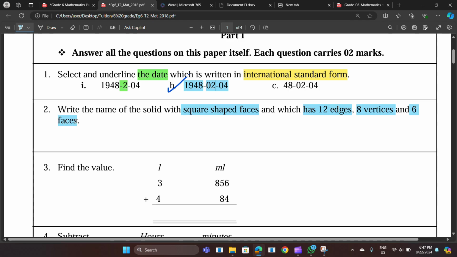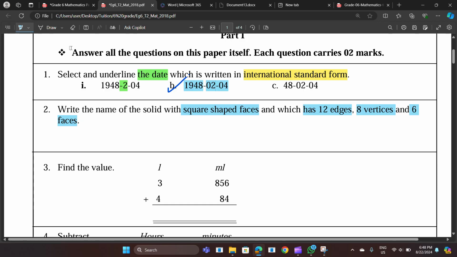Okay, these are the important things in this question. You have to read the question properly, okay, carefully. Then you can find the answers very easily. Okay, square-shaped faces. 12 edges, 8 vertices, and 6 faces. It is easy. I think you already know the answer.